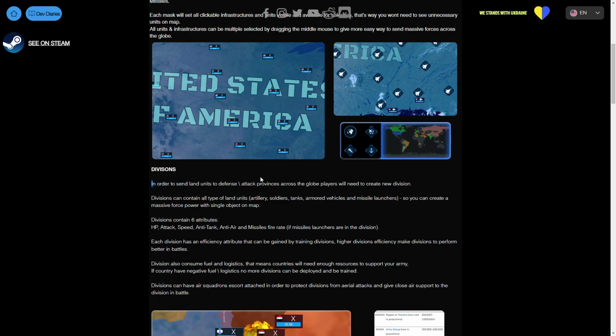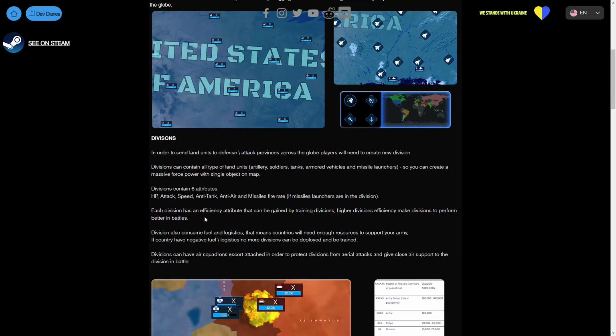Divisions. In order to send land units to defend and attack provinces across the globe, players will need to create a new division. Divisions can contain all types of land units, which means artillery, soldiers, tanks, armored vehicles, and missile launchers. So you can create a massive force with a single object on the map. Divisions contain 6 attributes: HP, attack, speed, anti-tank, anti-air, and missile fire rates, if missile launchers are in the division, that is. Each division also has an efficiency attribute that can be gained by training them.